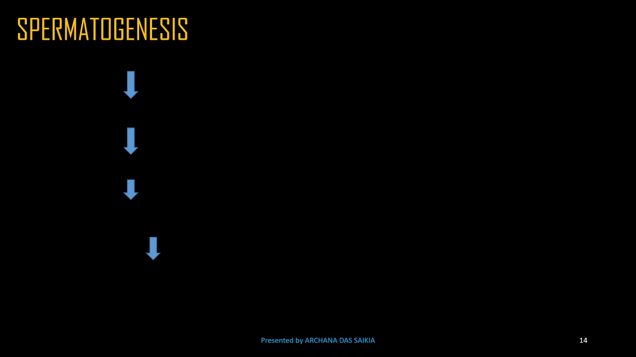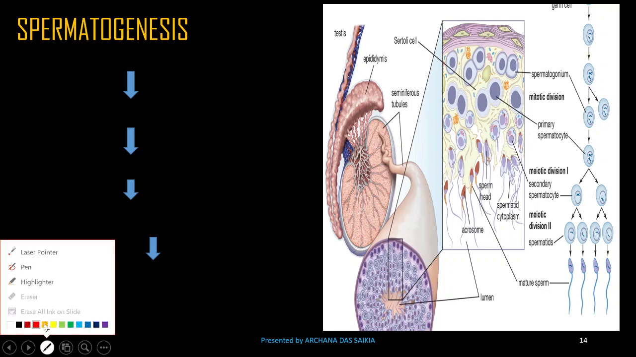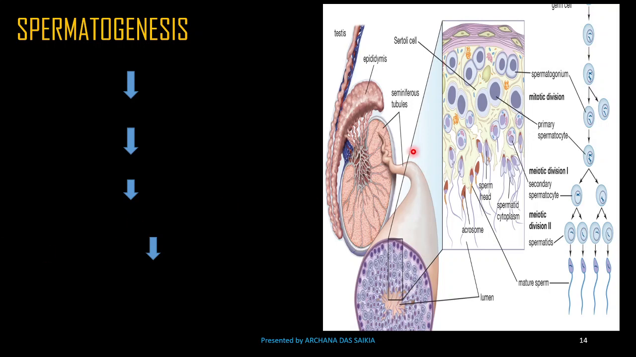Now spermatogenesis, as already mentioned, is the process of formation of the male gametes, which initiates at puberty. Here we have the figure which highlights the formation. What is this? This is the testis, which we already talked about yesterday. These are the testicular lobules.